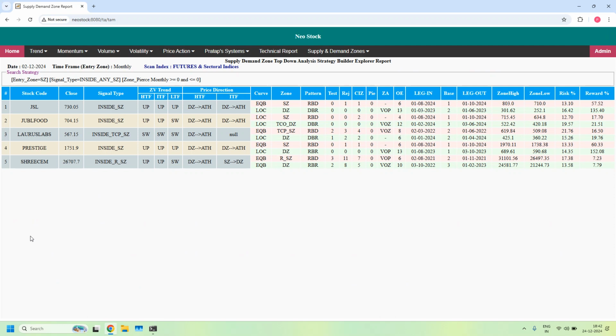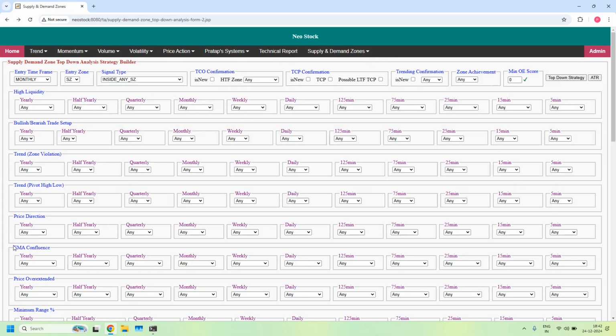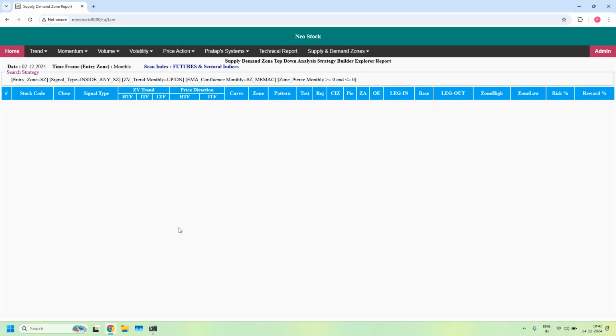Now let's verify whether any of these monthly supply zones are having monthly EMA Confluence. So in the EMA Confluence at monthly time frame, monthly supply zones having monthly EMA Confluence filter is enabled, and also trend at monthly time frame should not be sideways. So I am selecting up or down trend with these filters. We did not get any stocks.